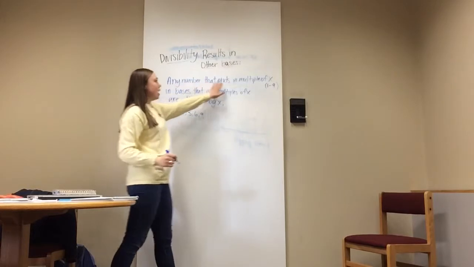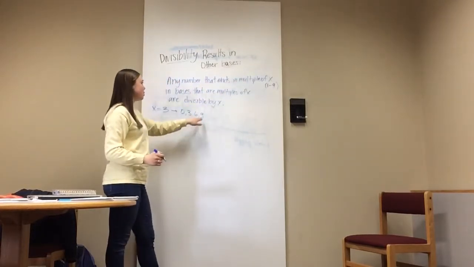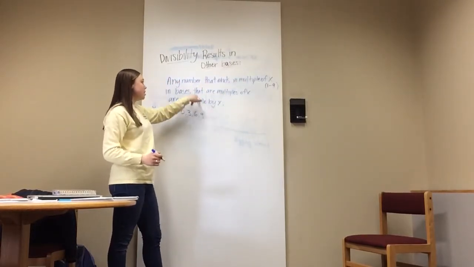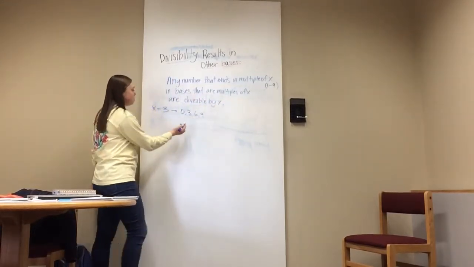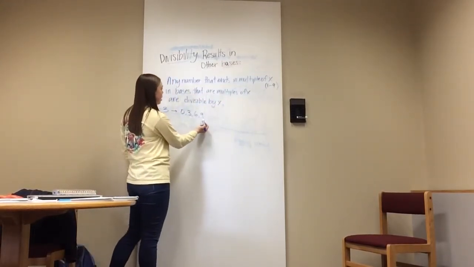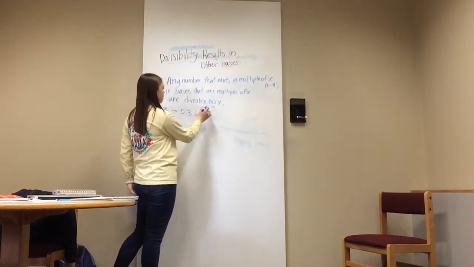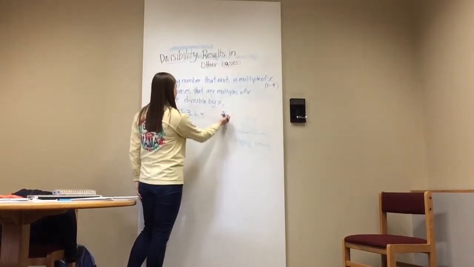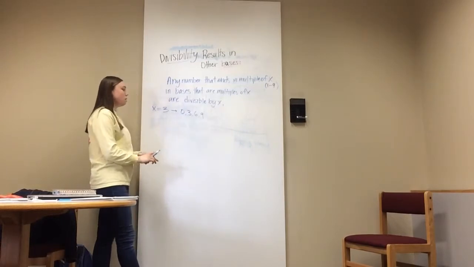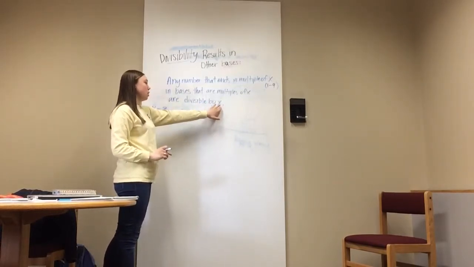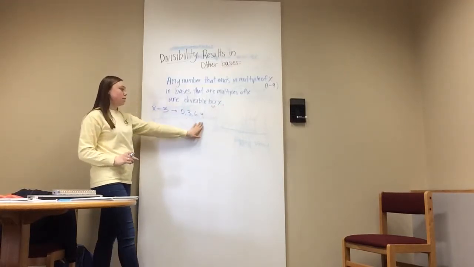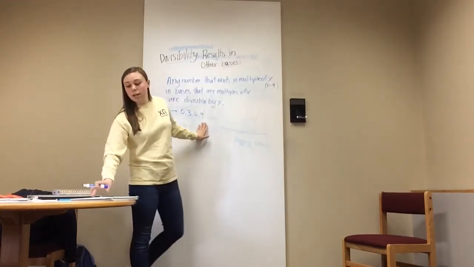So any number that ends in 0, 3, 6, or 9 in bases that are multiples of x, so the base would also have to be 0, 3, 6, or 9, is going to be divisible by x. So that they'll be divisible by either 0, 3, 6, or 9.